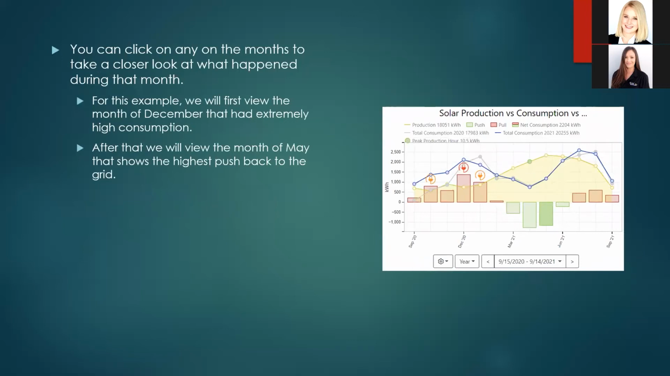And viewing it that way also makes it easy for you to keep track of what you're consuming versus what you're producing, and you can keep a handle on the total you're going to end up spending at the end of the year if you're looking at a true-up bill. You can also click on the months themselves to get a closer look at what happened in that particular month. So first, we're going to look at December because it had the extremely high usage month. And then we are going to look at May, which had the highest push to the grid.